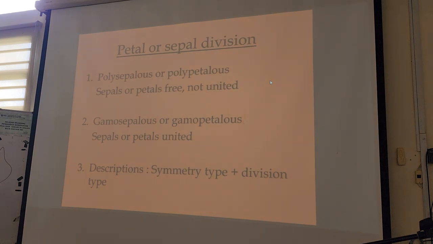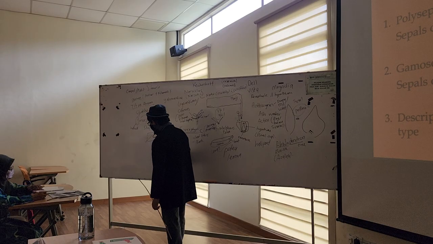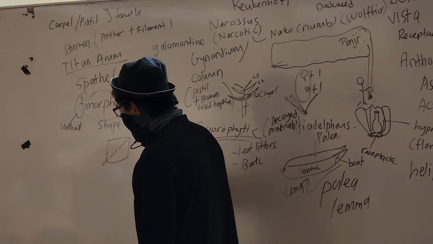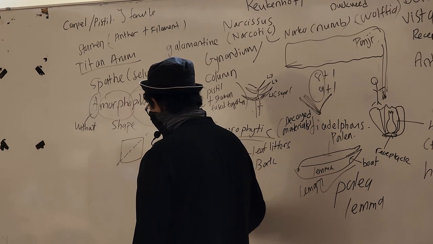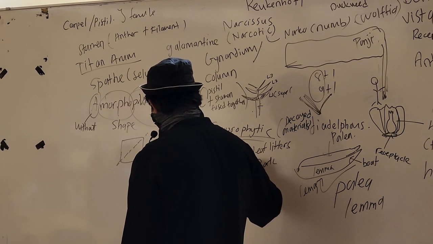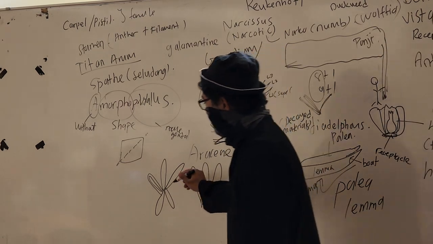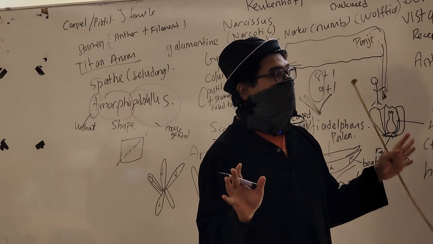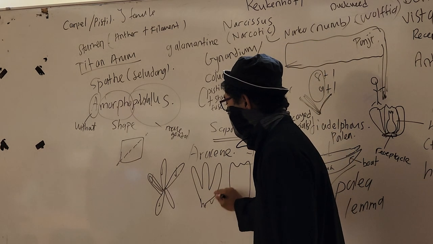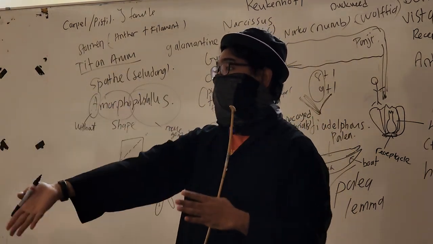Petal or sepal division. So the sepals and petals can exist distinctly like this. You see? Not touching. Or they can touch to some degree like this. Or they can fuse together. When it says polysepals, poly means distinct, individual, one by one. When it says gamosepals, it has been fused to some degree like this. Gamete is the fusion of male and female, right? To give rise to the zygote.